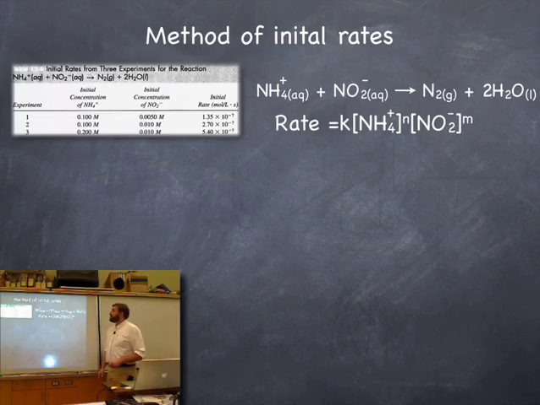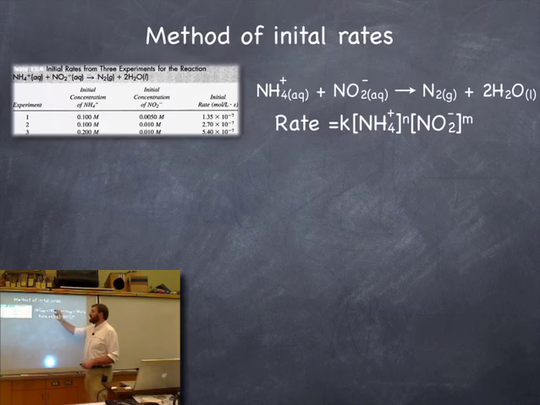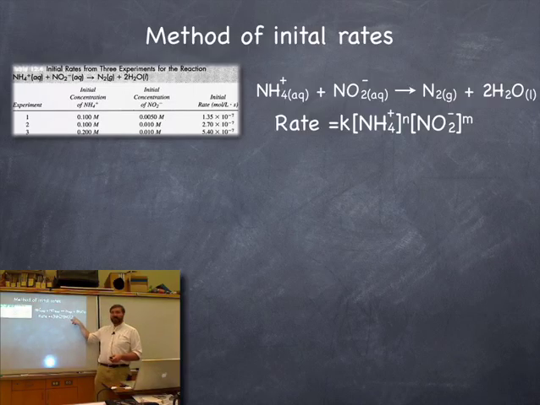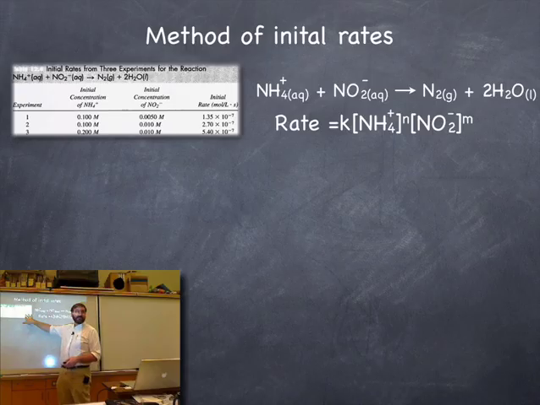The method of initial rates is based on looking at ratios of the different trials, where we pick which two trials we want to put into ratio so that stuff cancels out. You'll notice that I have essentially 3 variables here, 3 unknowns. So I'm going to need to use at least 3 equations to solve this. Okay? And that's one of the reasons why I have 3 trials.